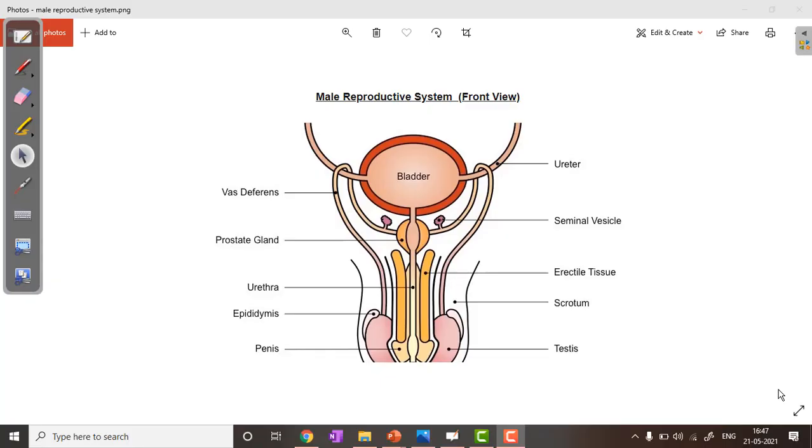Hello everyone. Let's continue with the remaining part, that is the structure and function of the remaining part of the male reproductive system.